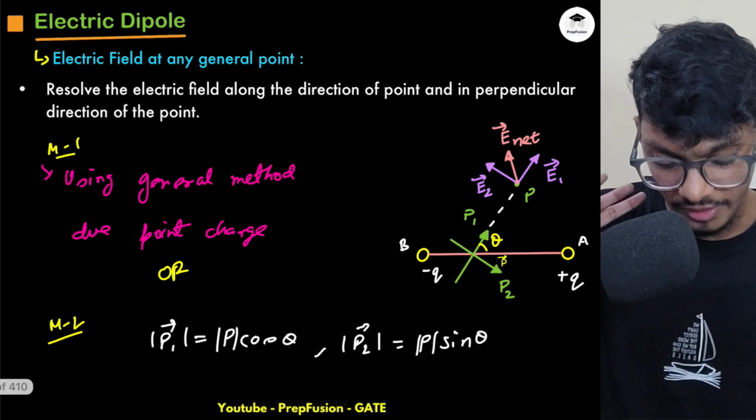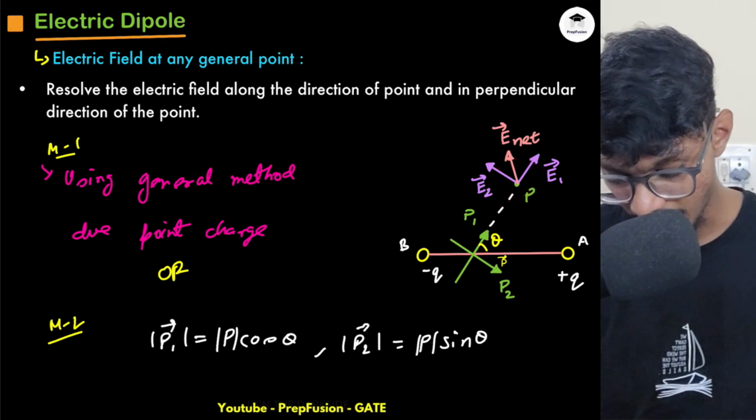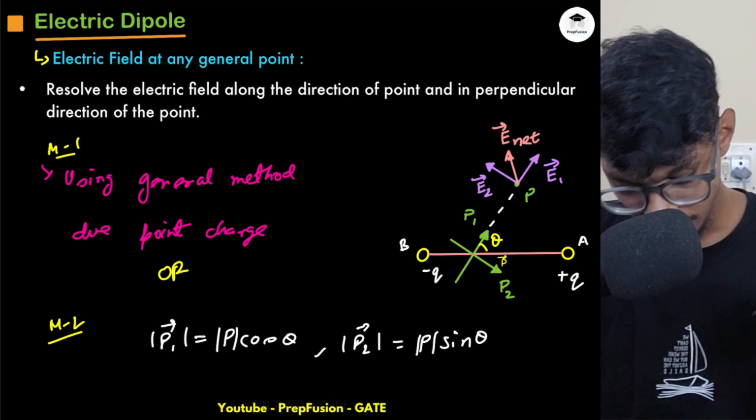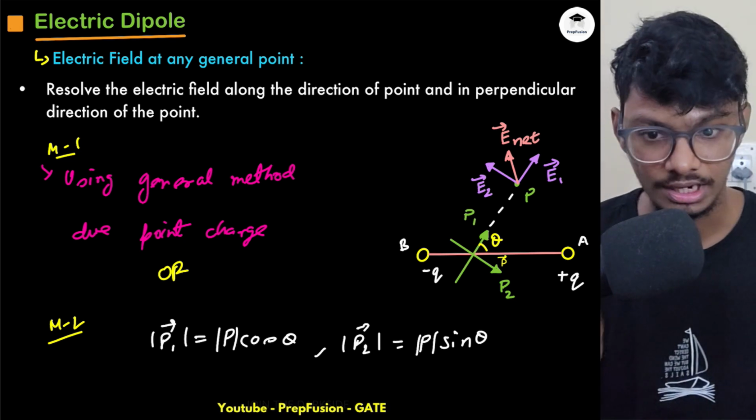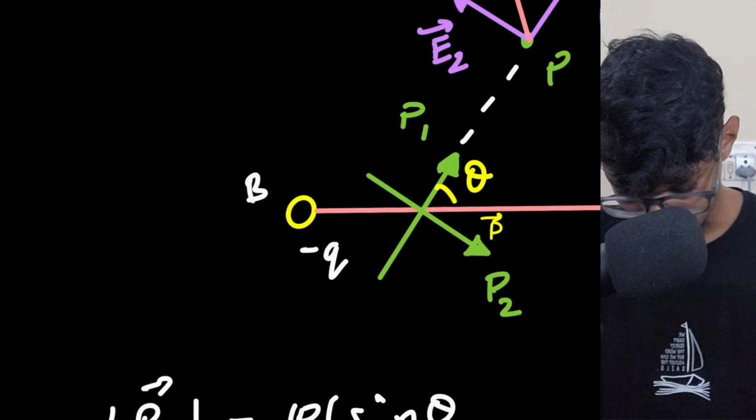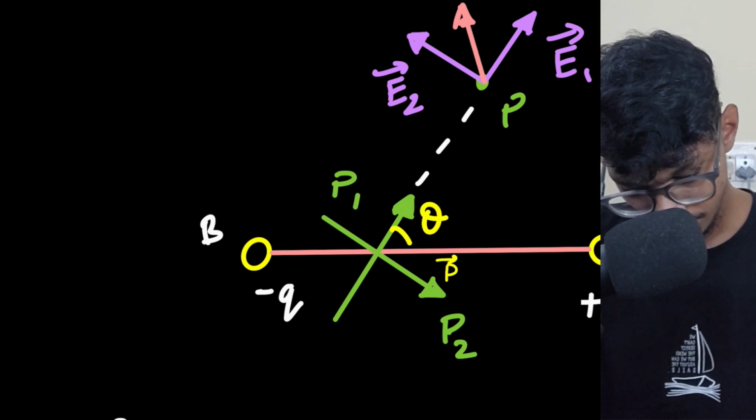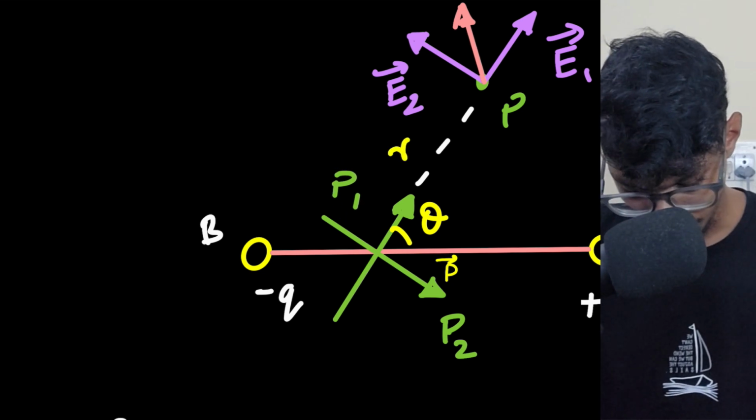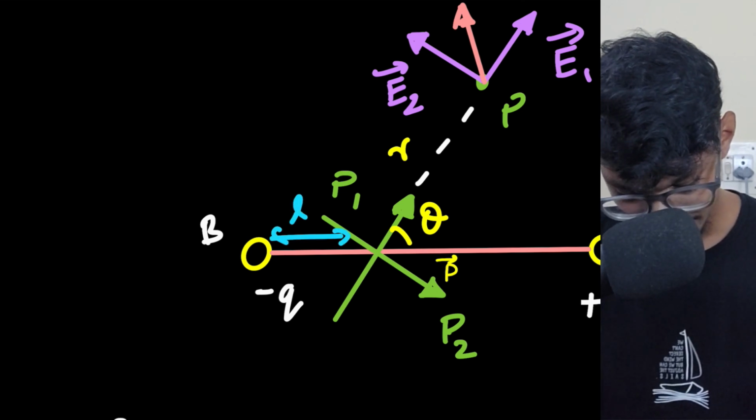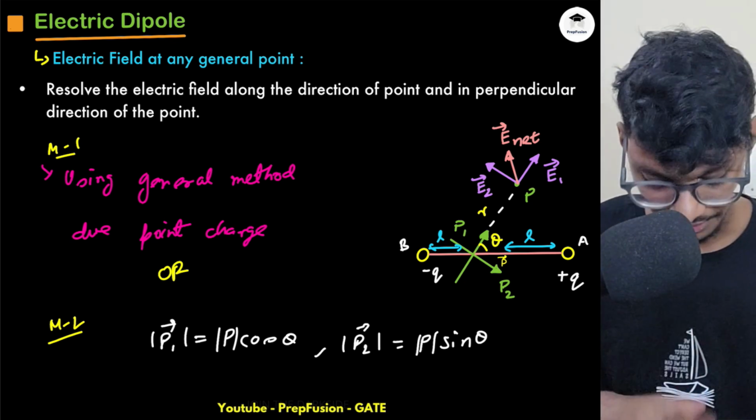Okay, so now if you want to find the electric field at any random point P, which is at R0 distance from the center, so this distance is R0. And from here to here the length is L. This is not to scale, please excuse my drawing.